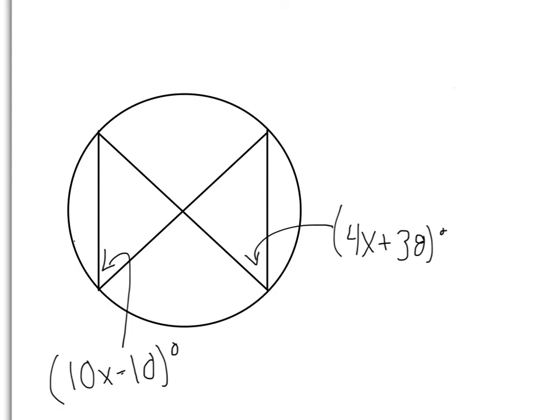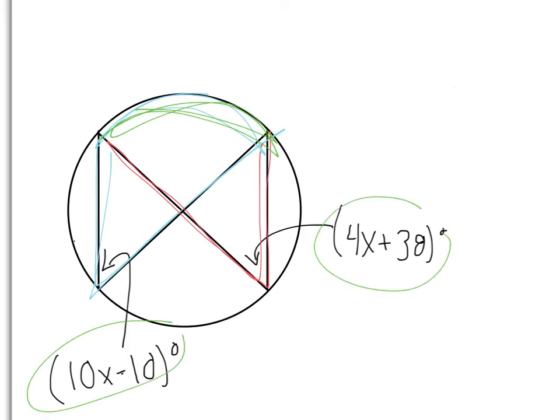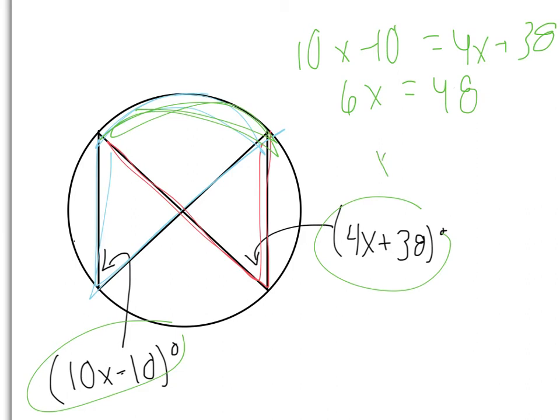Okay, one more. Go ahead and try this one. Press pause, press play when you're ready. Okay, so here is one inscribed angle. Here's another inscribed angle. Here's the arc that they both meet at. So that means these would be equal to each other. So 10x minus 10 equals 4x plus 38. Subtract my 4x over, add my 10 over, so x equals 8.